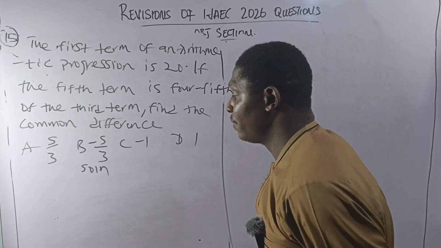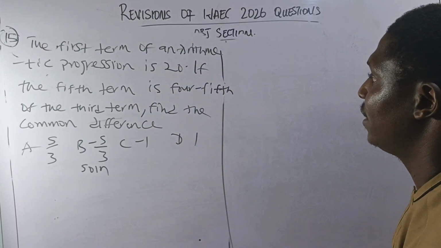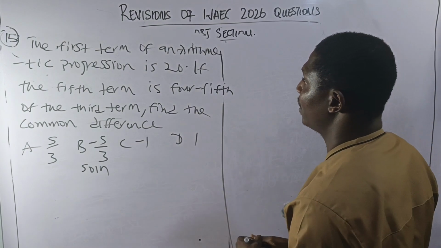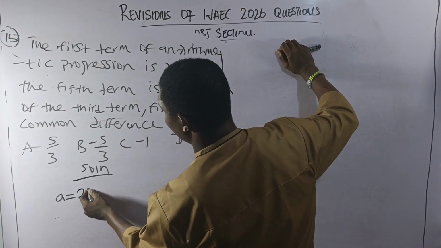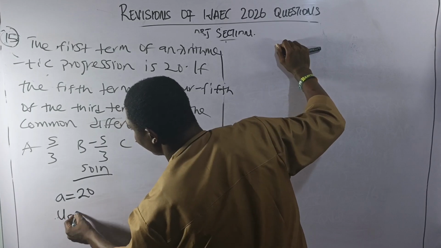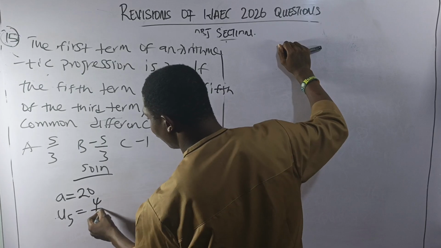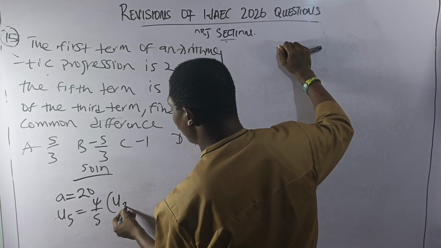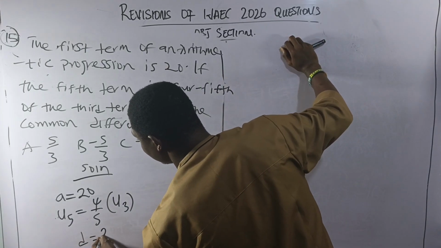Question 15 says, the first term of an arithmetic progression is 20. If the fifth term is 4/5 of the third term, find the common difference. Now the first term, a, equals 20. And they said the fifth term, U5, is 4/5 of the third term. Of is the same as times. The third term is U3. Now they say we should calculate the common difference, d.